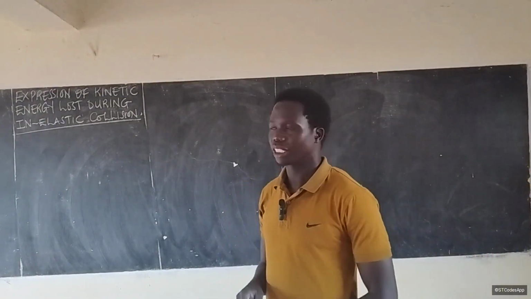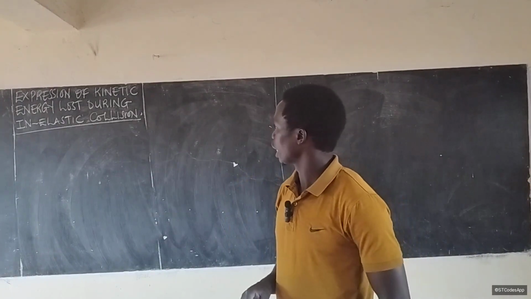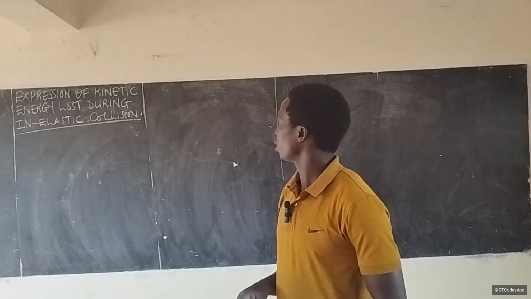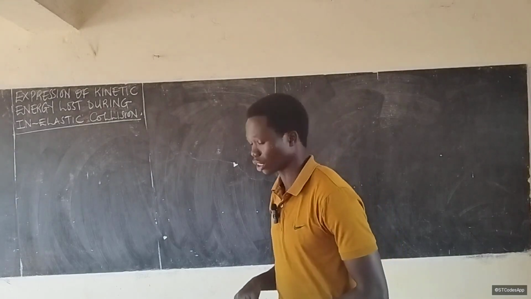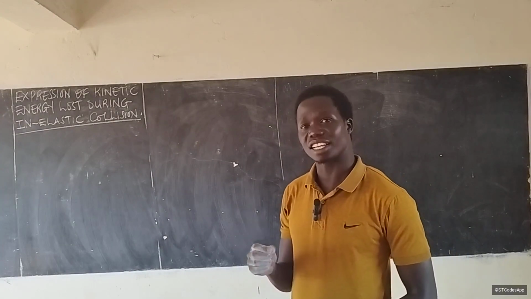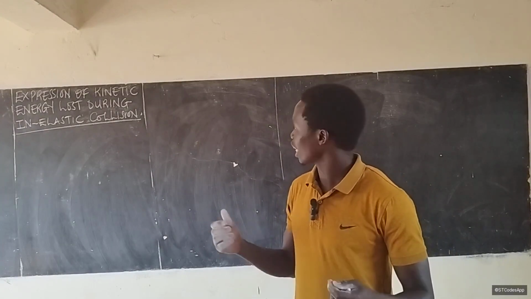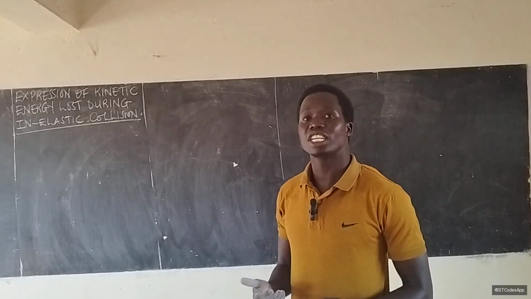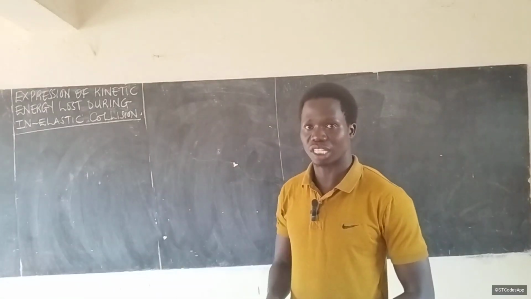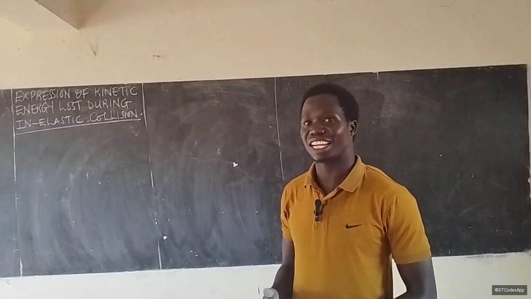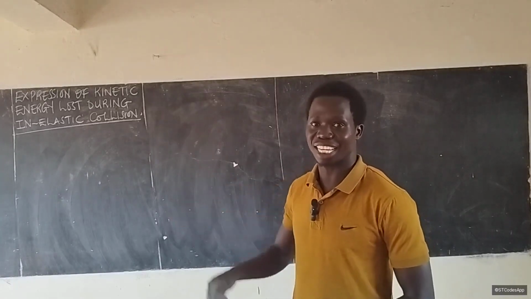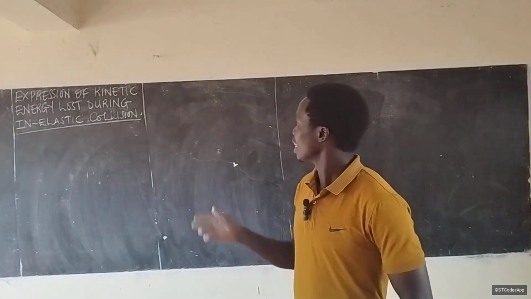You're welcome again. Let us look at how we can get the expression of kinetic energy lost during inelastic collision. We basically have two types of collision, that is elastic, and then we have inelastic collision. In elastic collision, the two bodies actually separate and move with different velocities after collision. And in this case, you find that kinetic energy is always conserved. So we cannot be calculating again the energy being lost when it is not lost.